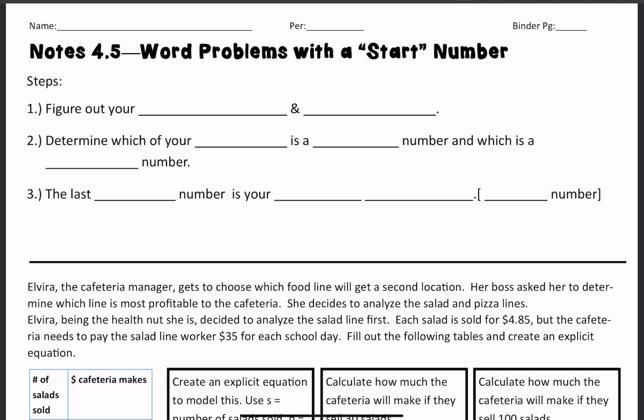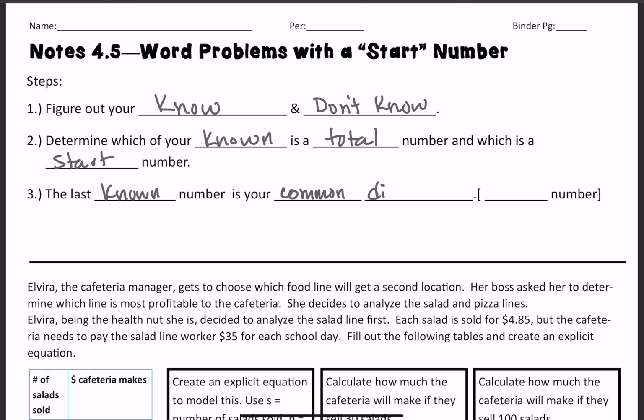Okay, so here are the notes 4.5, word problems with a start number. So the first thing you're going to do is figure out what you know and what you don't know. And then you are going to determine which of your known stuff is a total number and which is a start number. The last known number is your common difference, right? Which is also going to be called our variable number, and we're bringing down a common difference from arithmetic days.